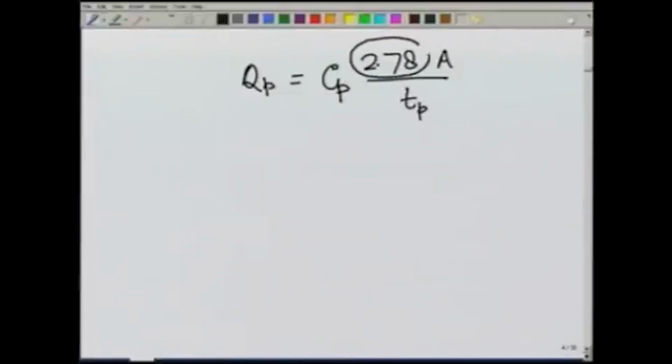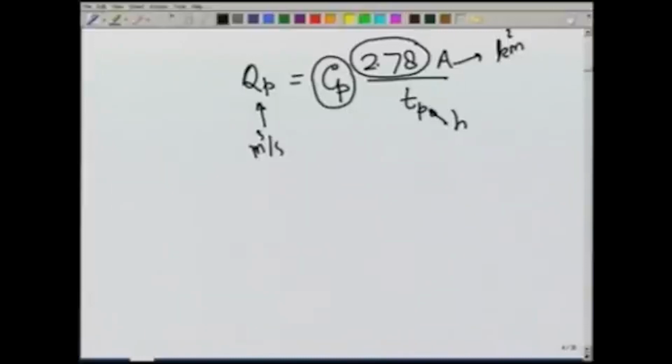Now, to find out the peak discharge, Snyder found another relationship, and he says that Qp will be given by some other constant Cp (2.78 A over Tp). Now, this 2.78 factor comes by conversion of units of kilometer square and hours to get Qp in meter cube per second. So, we take Tp in hours, A in kilometer square, Qp in meter cube per second, and this Cp again can be obtained from the data on the gauged catchment.